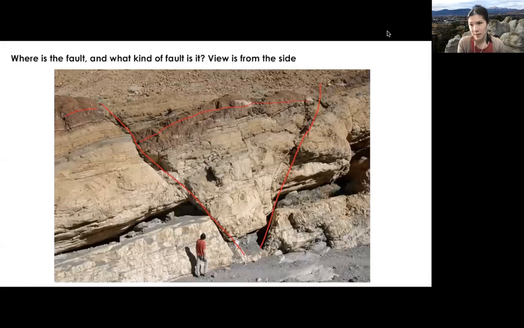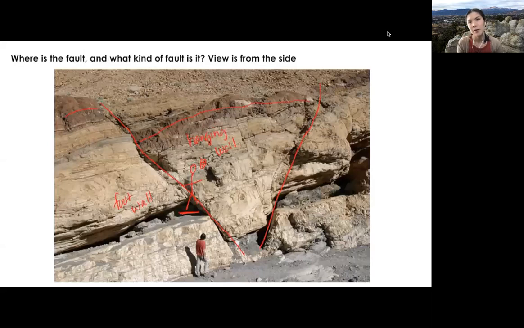But before we do that, let's identify what the hanging wall and what the foot wall is. So take a second, and when you're ready, unpause. So if we were a person standing along the fault right here, we would hang our lantern on this side, we'd be standing on this side. So this is our hanging wall, and this is our foot wall.